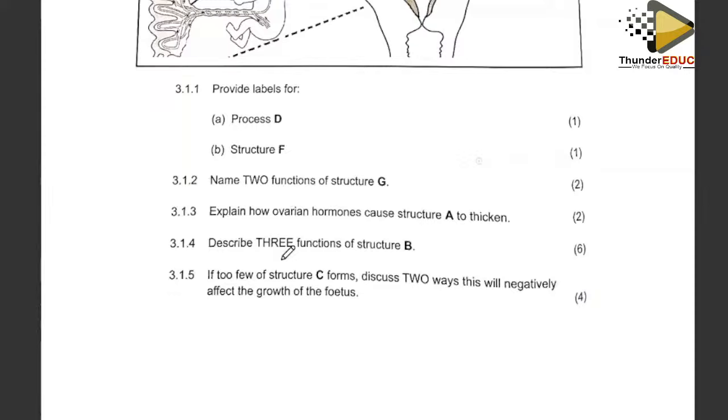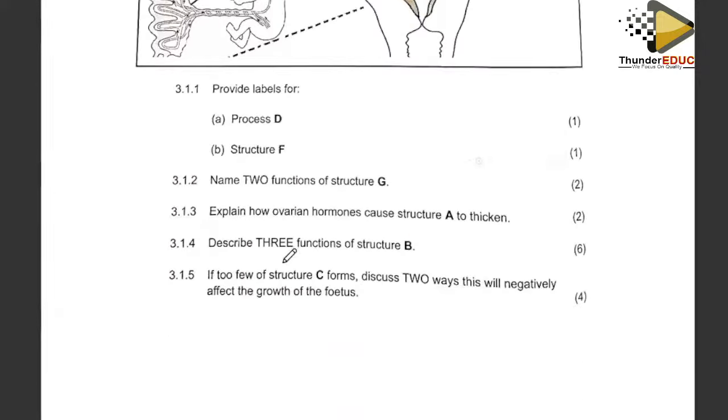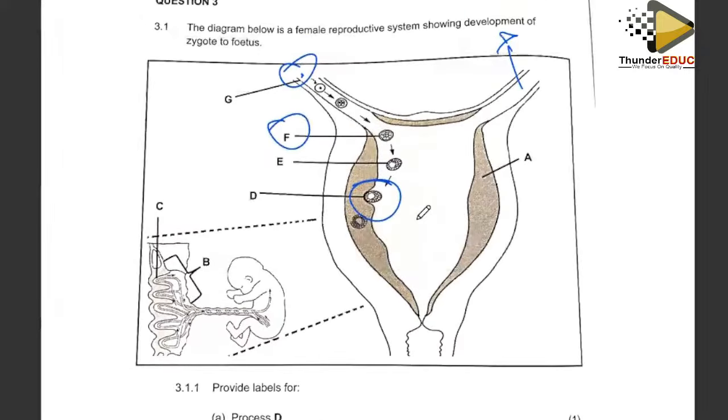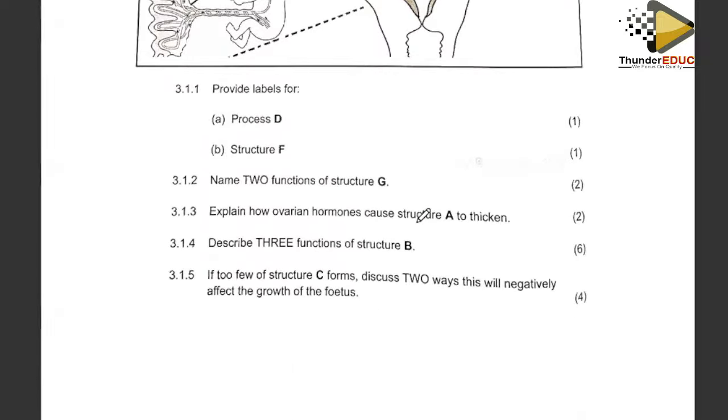They're saying, explain how ovarian hormones cause structure A to become thickened. Structure A, or the endometrium, oh yeah, this one looks to be the endometrium. So I say the uterine wall at first. Yes, this is the uterine wall. Yeah, okay, the endometrium. So basically, how does it do that? Let me first read the question. Explain how ovarian hormones cause structure A to become thickened.